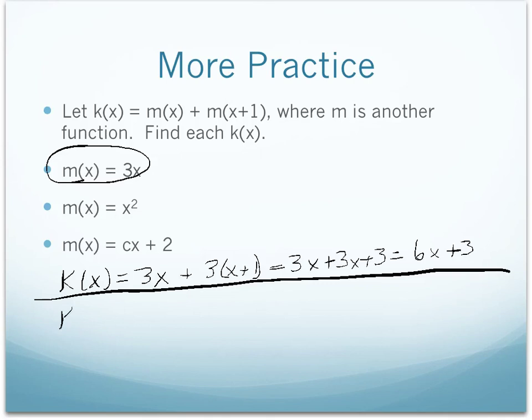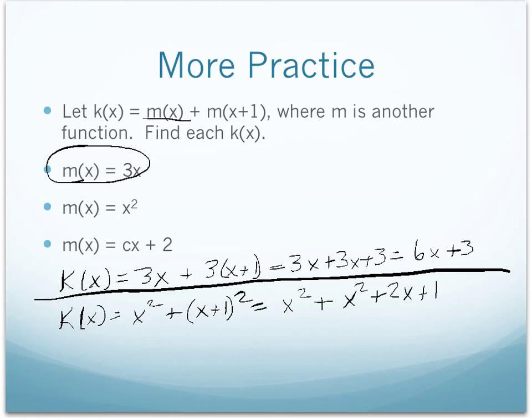Now let's look at the next one. Here, m of x is x squared. And we're going to take it and put it into k of x. Well, k of x takes an m of x, which is an x squared, and an m of x plus 1 as well, which is going to be plus x plus 1 squared. So that's going to be x squared. And then remember, x plus 1 squared is going to be x squared plus 2x plus 1. So in this instance, k of x will equal 2x squared plus 2x plus 1.